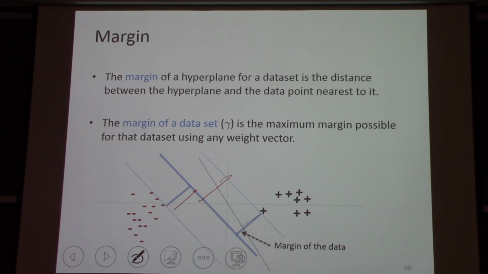Yes? How do we know the maximum exists? You have a finite set of points. So there must be 2 points of opposite labels. If it is separable, there must be 2 points of opposite labels that are closest. And basically the distance between them, divide that by 2, that's the margin. So it exists because you only have a finite training sample.